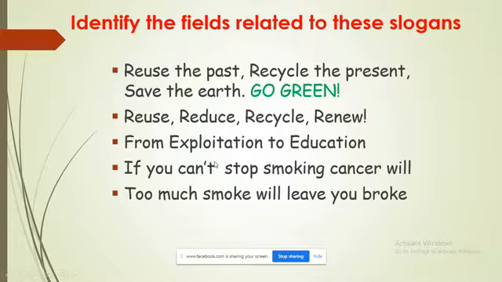See the next slogan. From exploitation to education. I think you have guessed it. Yes, child labor. If you can't stop smoking, cancer will. And last, too much smoke will leave you broke. Both of these slogans clearly show that the topic is smoking.